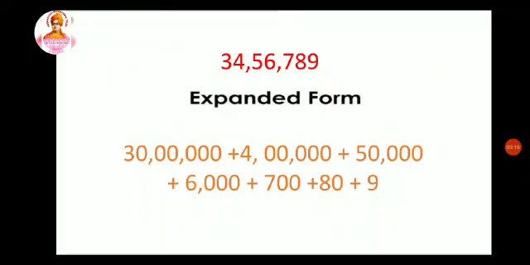That means 50,000. Then 4 is in the lakhs place. For lakhs we have 5 zeros. That means 4 lakhs. Then 3 is in the 10 lakhs place. For 10 lakhs we have 6 zeros. That's 6 zeros and 3 together make 30 lakhs. Like this, we can expand any number as per its place values.